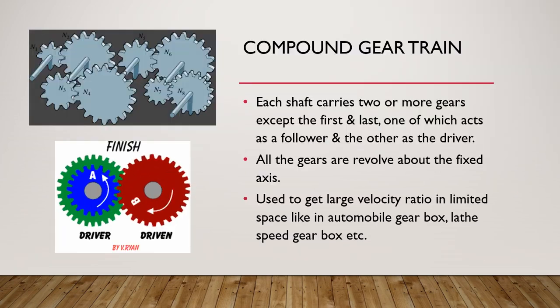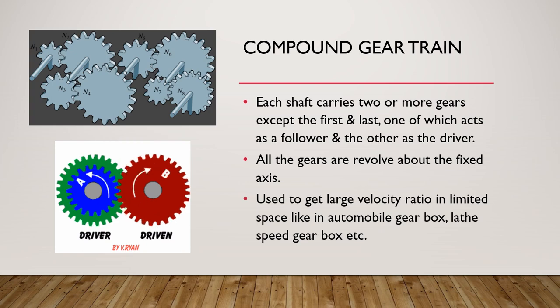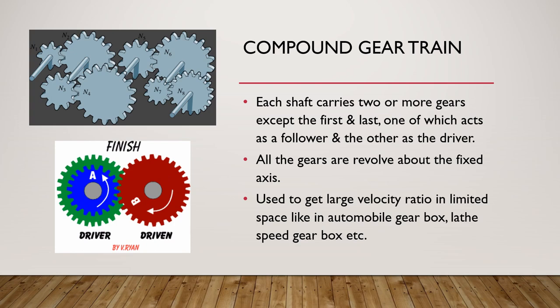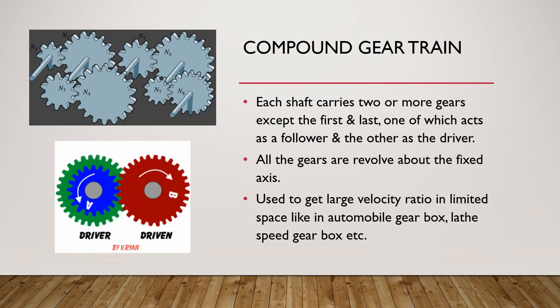So second type of gear train, that is a compound gear train. Already we have seen the simple gear train. The second one here is slightly a variation to the simple gear train. There we had one shaft carrying one gear. So here each shaft carries two or more gears except the first and last. So there is an exception here.